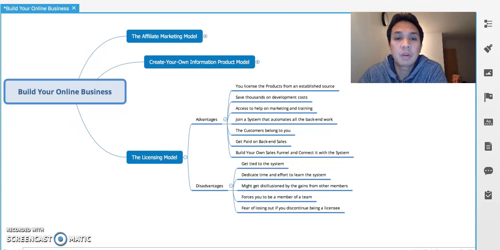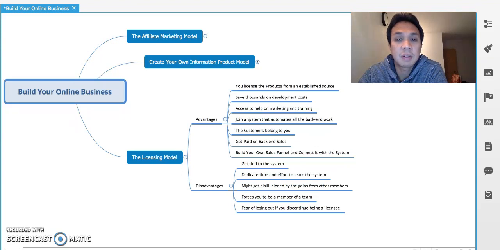The fourth advantage would be joining a system that automates all the back-end work. Unlike the affiliate marketing model, where they give you an affiliate link and you can do whatever you need to do to promote it, in the license model, wherein you're licensing the system, you already have a proven system that works, so it automates all that back-end work for you. You can plug in your autoresponders, you can plug in your trackers, and their funnels are made to work.